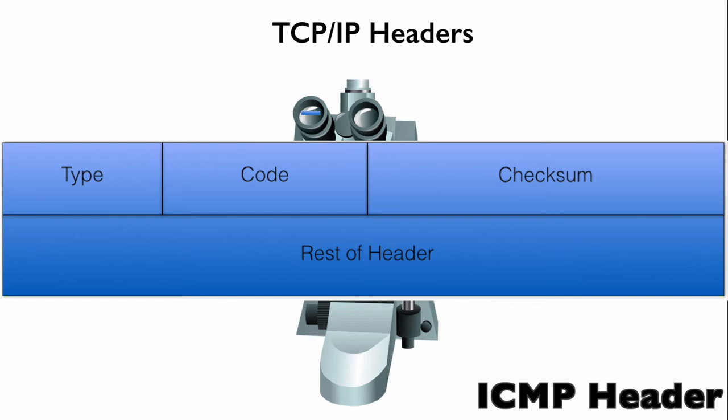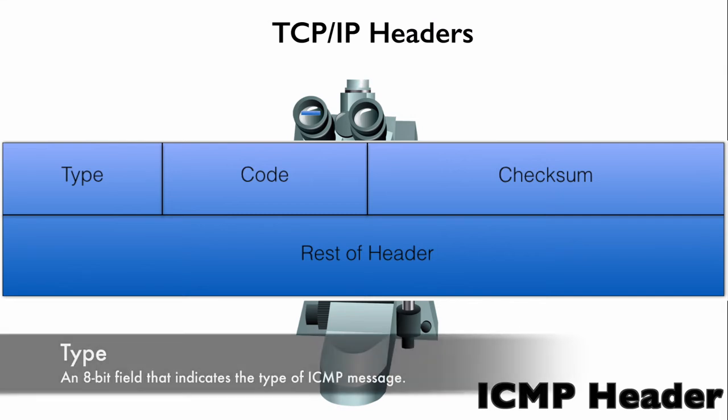And one of the most common things that ICMP helps us out with is pinging. When we do a ping, we're sending out an ICMP echo message, and we're receiving in response to that an ICMP echo reply. The ICMP header does not have all that many fields. We have a type field, which says what kind of ICMP message this is.